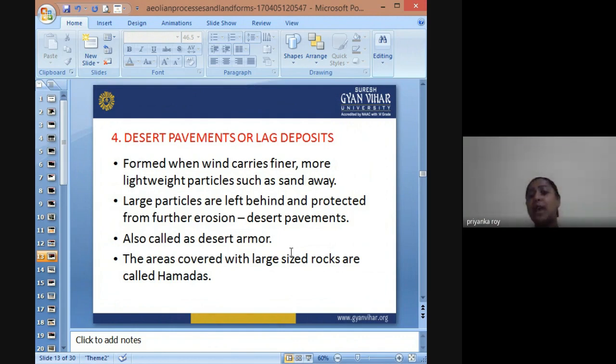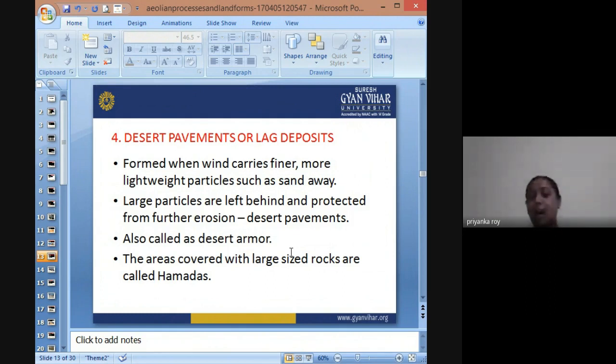So it looks as if the back of a turtle, a hard rock surface is left behind. Have you seen the back of a turtle? It is a hard shelly thing which is left behind. The similar type of smooth flat rocks are emplaced in that. It looks as if you are walking over a stony rocky material. That is what it looks like. They are also known as desert armor.